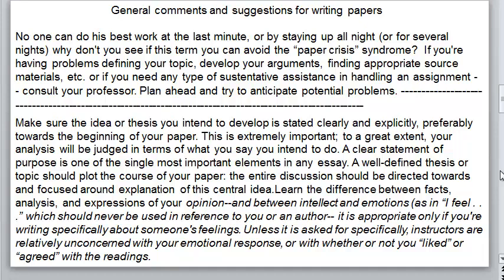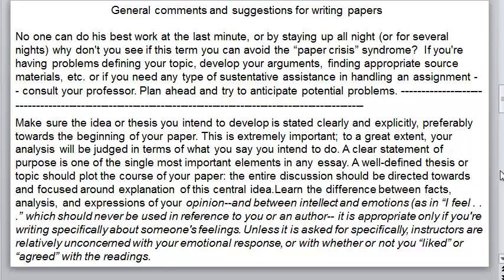Second, make sure your idea or thesis is clear and explicit. And like I said, put it at the beginning, towards the beginning of your paper. If it's garbled or if it's unclear, then the professor who's grading your paper has no idea of what you're trying to prove. It's also just messy. You want to write a clean, crisp paper, very clear and concise.